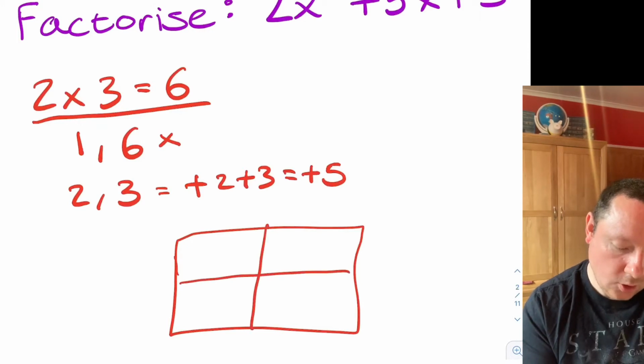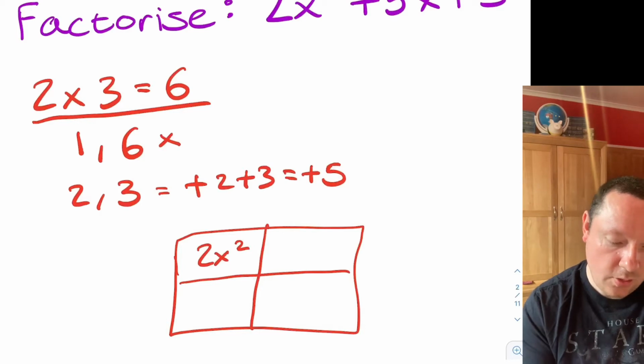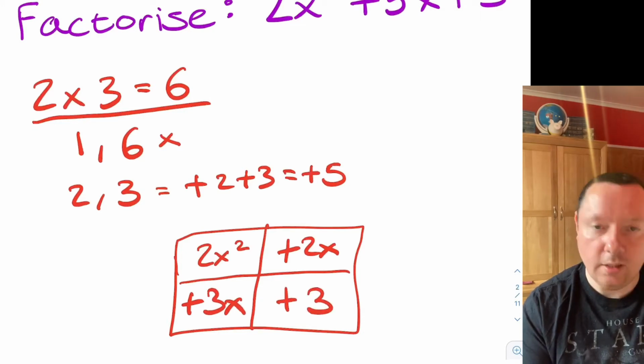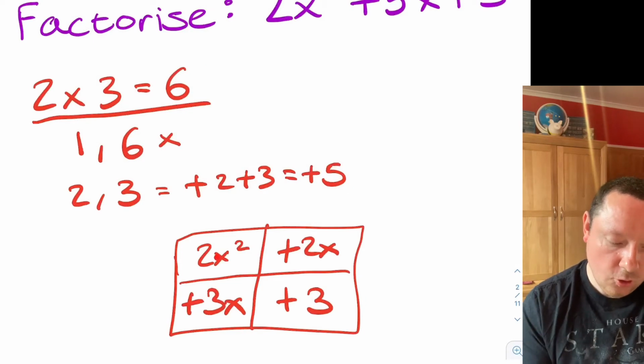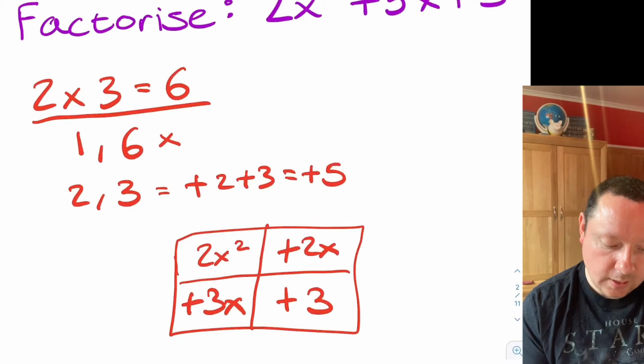So we can write 2x squared, and then it's plus 2 plus 3, so it's plus 2x plus 3x, and then the plus 3 on the end, it was already there. Now how we get our factors. If you look, you've got 2 rows. One row says 2x squared plus 2x, and the other row says 3x plus 3.